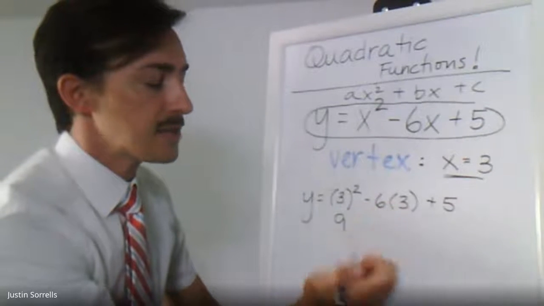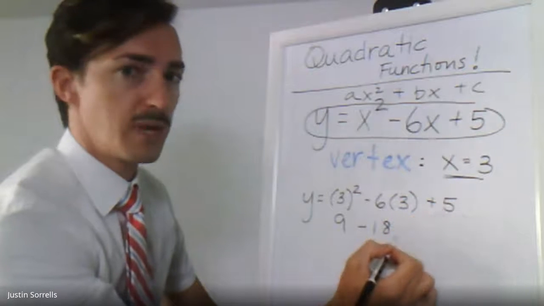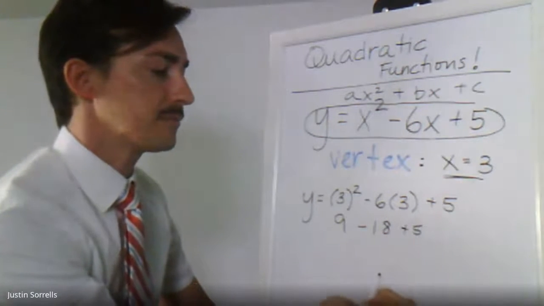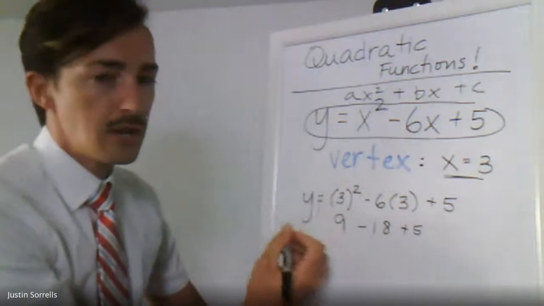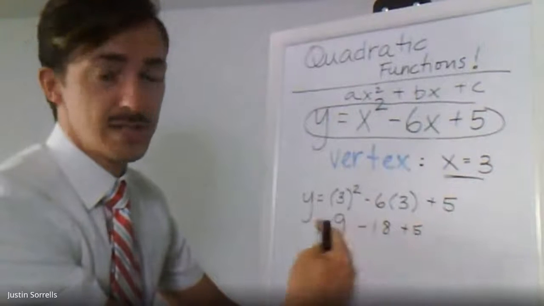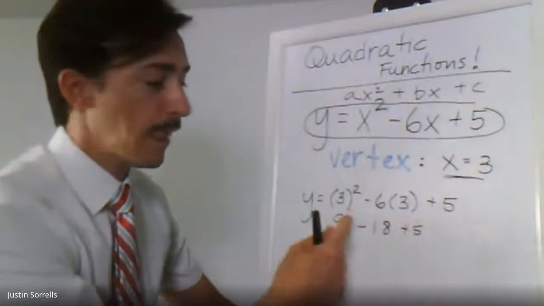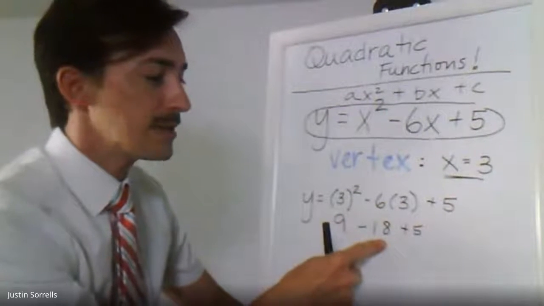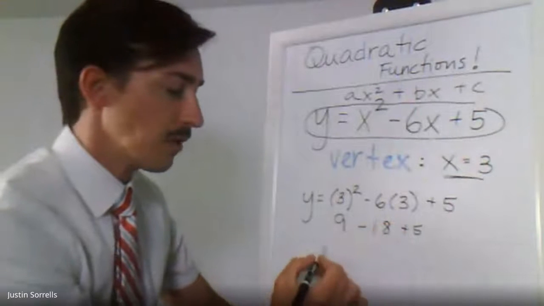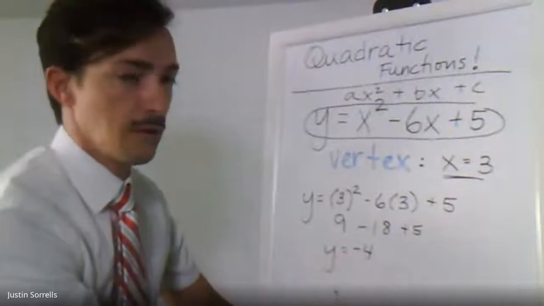Negative 6 times 3 is negative 18. And I'm just going to bring down my plus 5 there. Plus 5. Now you just add or subtract, moving from left to right, okay? Just like you read, which I hope most of us have been doing while we've been out, all right? So 9 minus 18 is negative 9, and negative 9 plus 5 is negative 4. So our y value is negative 4.